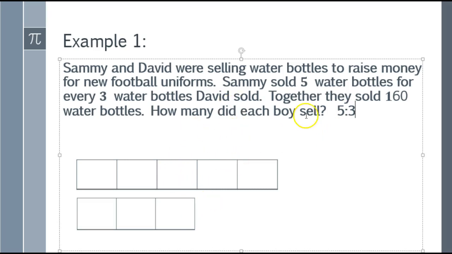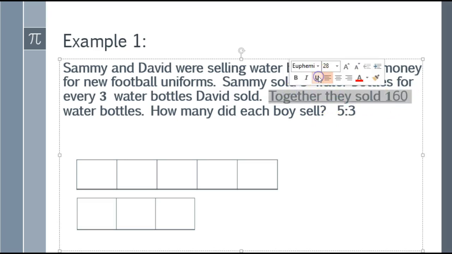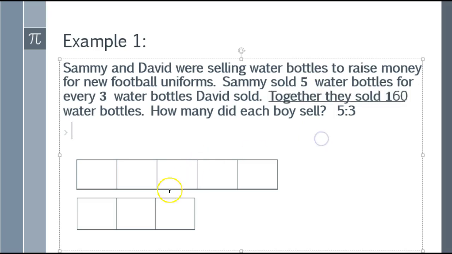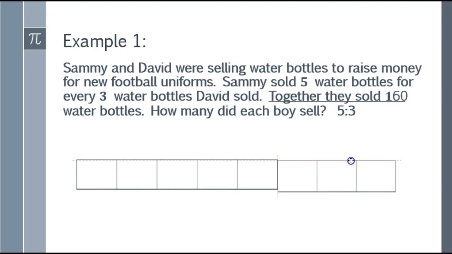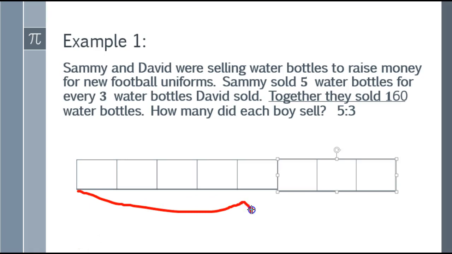So now our problem tells us that there is 160 that they sold together. That's how much they sold together. So then I want to combine my pieces of tape to get an all together, because that's what we're looking at, how many together right now. So when I put them together, I see that I have a total of 8 pieces of tape. These 8 pieces of tape equal the 160.